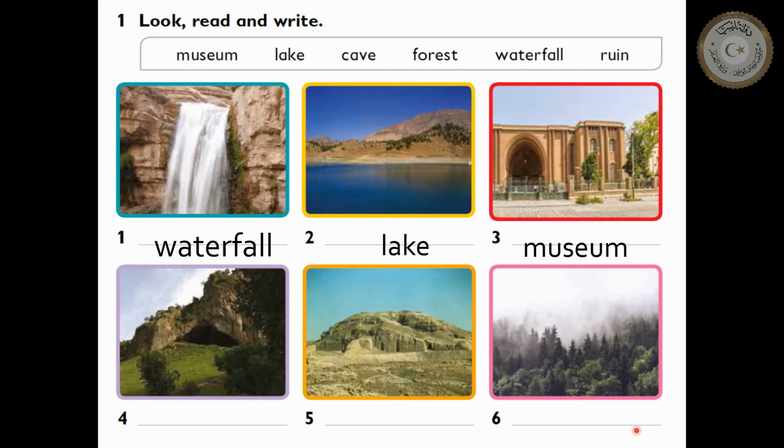Museum. Cave. Ruin. Forest. So we have waterfall, lake, museum, cave, ruin, forest. Again, waterfall, lake, museum, cave, ruin, forest. Can you repeat them? Waterfall, lake, museum, cave, ruin, forest. Excellent.